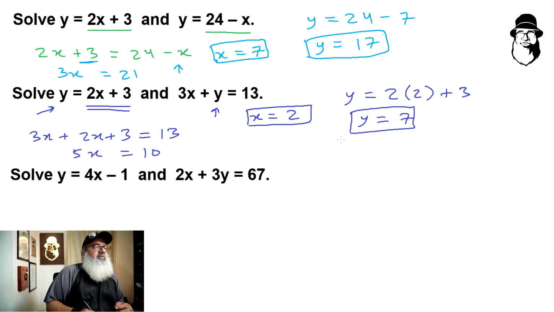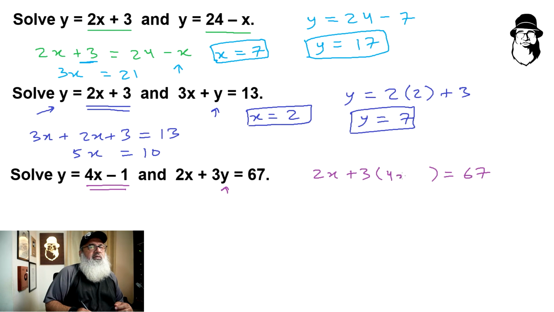And sometimes we need to take care of the brackets also, and we have done that before. So this value of y will come here, but this y is being multiplied by 3, it's 3y, so we'll put brackets here. So let's do it here: 2x plus 3 times, now here we'll put the value of y, is equal to 67, and the value of y is 4x minus 1, right?